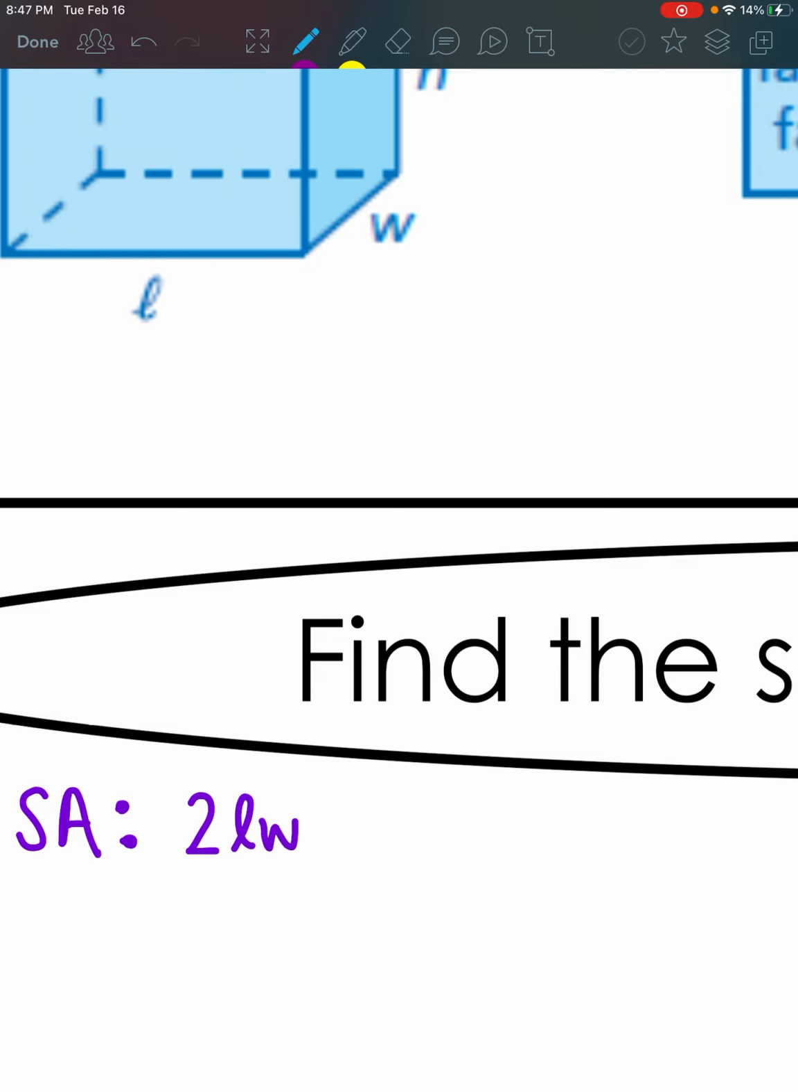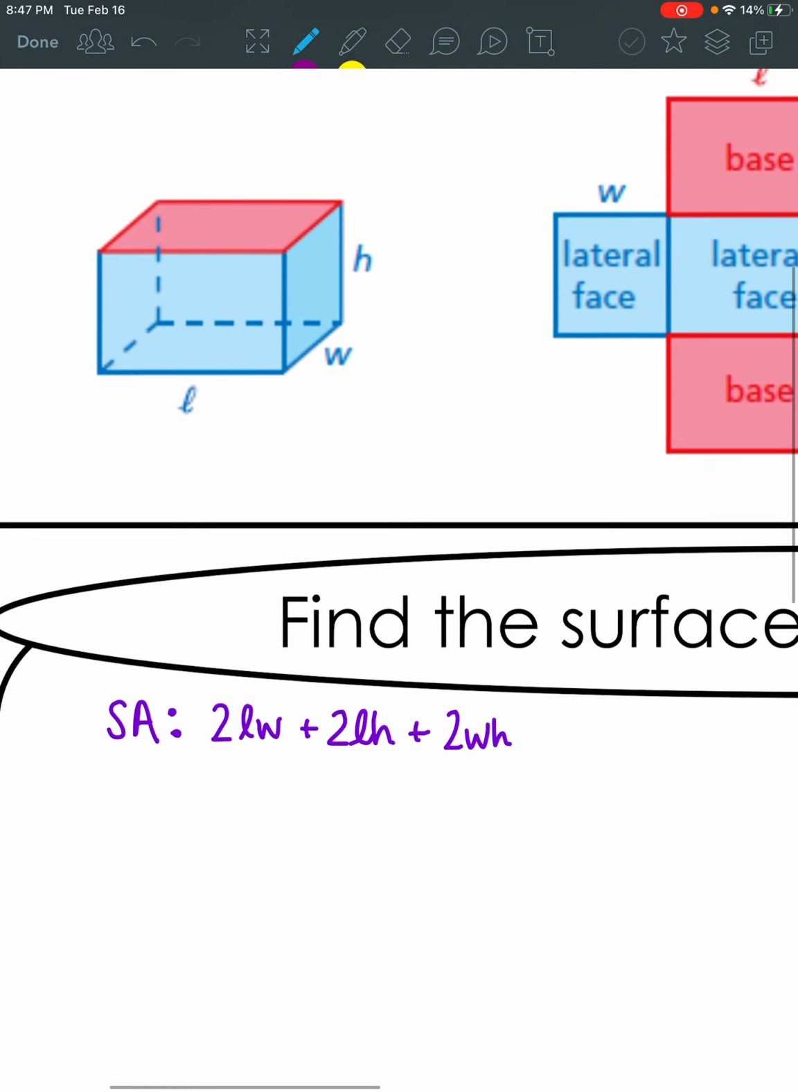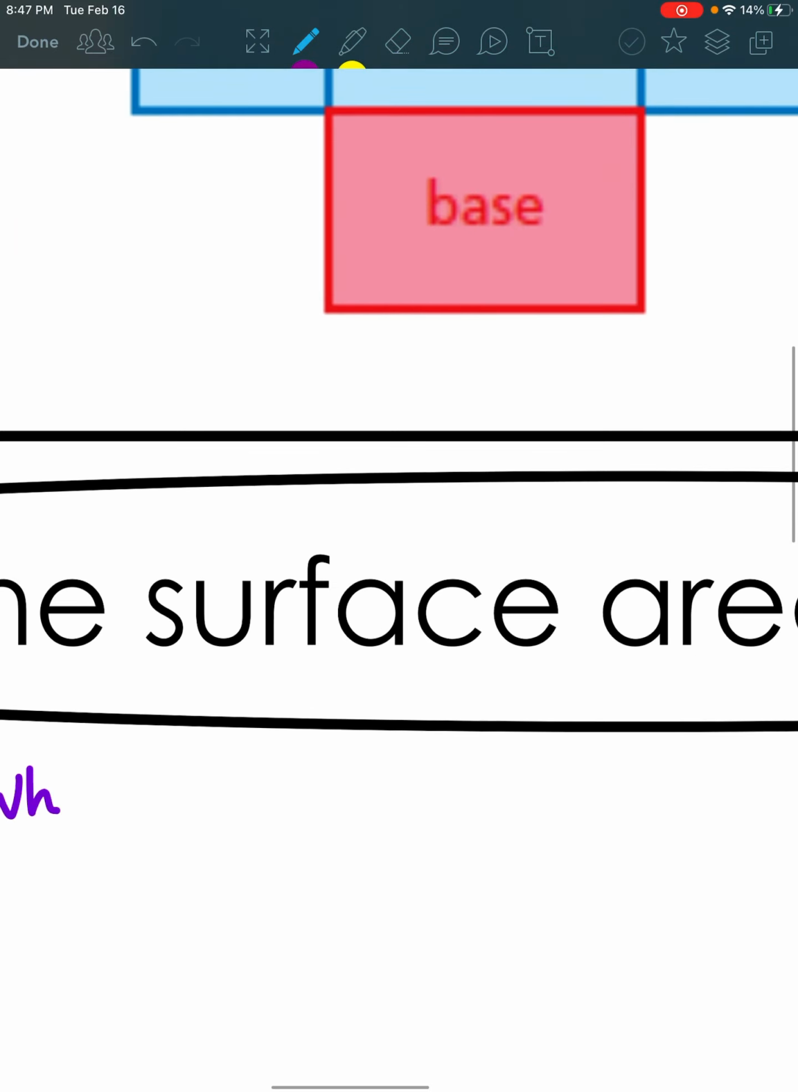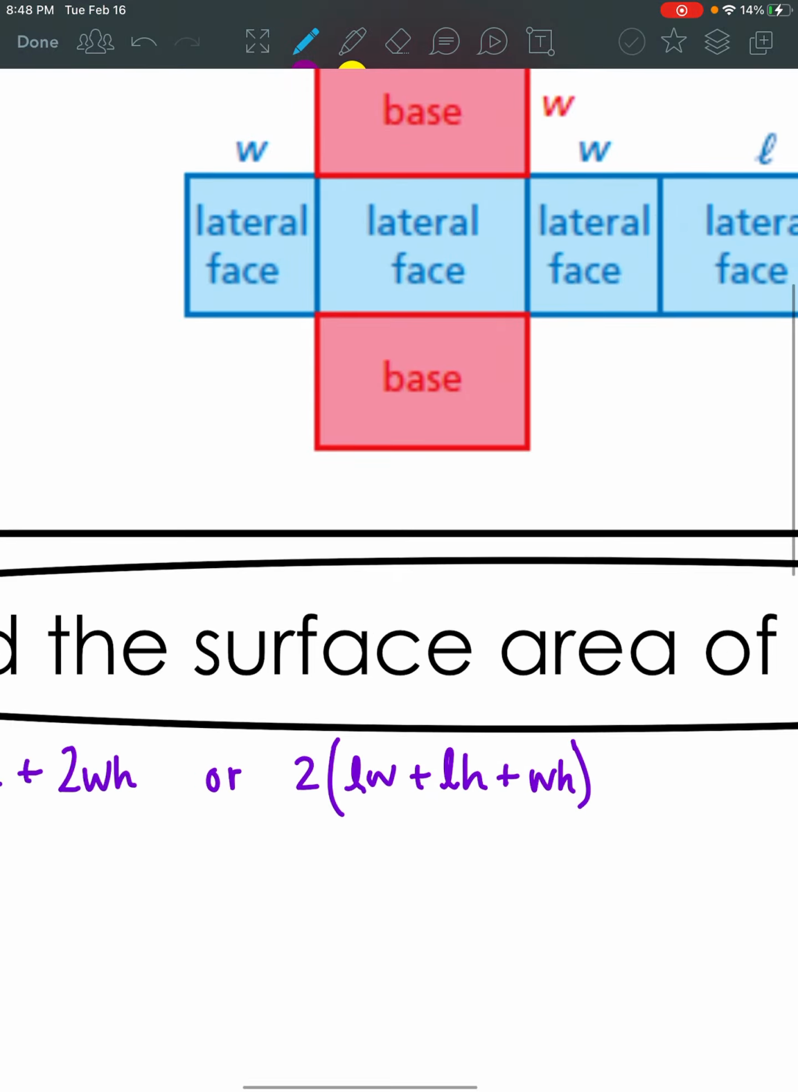So for the surface area formula, there are a couple of different ways that you see it. You may see it as twice the length times width, plus twice the length times height, plus twice the width times height. So that's one way. You may also see the two out front, or you may see it as the length times the width, plus the length times the height, plus the width times the height, and then all of that multiplied by 2.